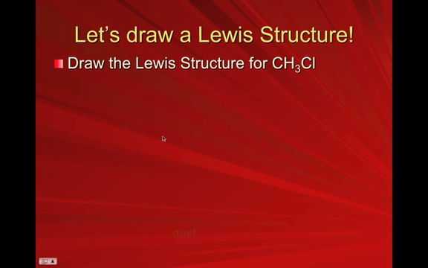We're going to draw the Lewis structure for CH3Cl. So the first step is to identify your atoms. We have 1 carbon, 3 hydrogens, and 1 chlorine. Now we need to do step 2, draw the Lewis structure. So 1 carbon, 3 hydrogens.